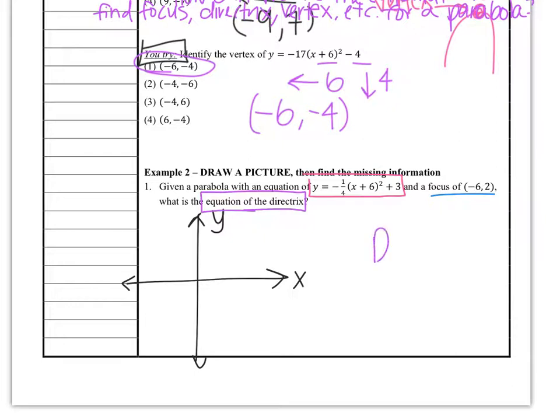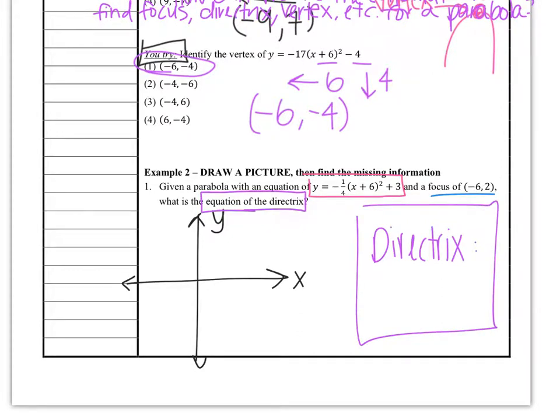So our final answer will say directrix is at blank. Okay, so this is what we're working towards. So I'm going to pull up the calculator, we're going to do this together, and then we'll just go through a couple more examples.